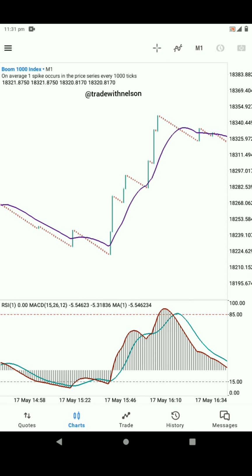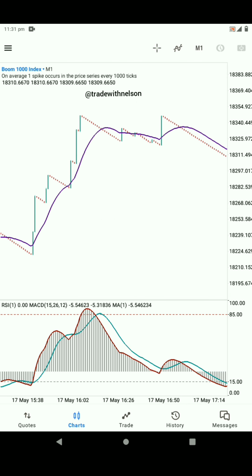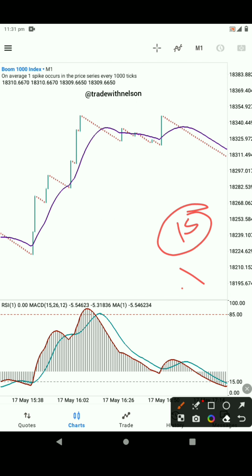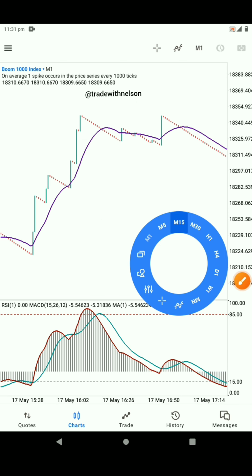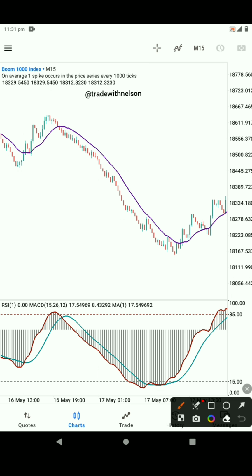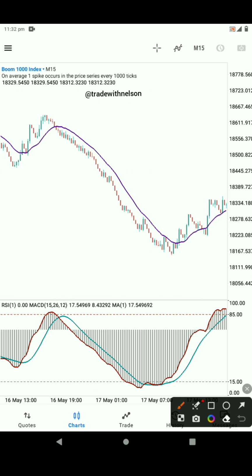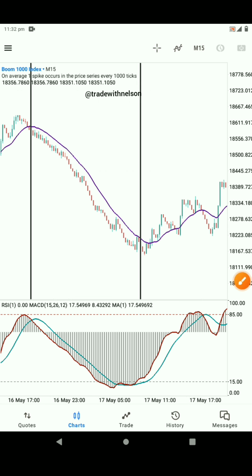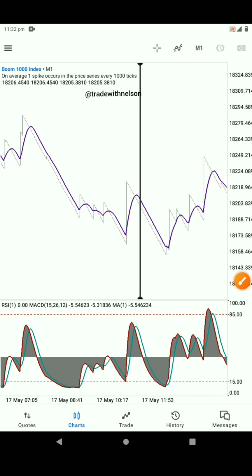So what are we looking for? As you can see, this is the 1 minute time frame and this is Boom 1000. So first thing we want to do is to go to our 15 minute time frame and determine the direction of the market. So in the 15 minute time frame, this is a bull market. We are focusing on when the candle is below this moving average, so we get more perfect entries than when this bull market is in an uptrend. So let's drop to our 1 minute time frame and look for entries.